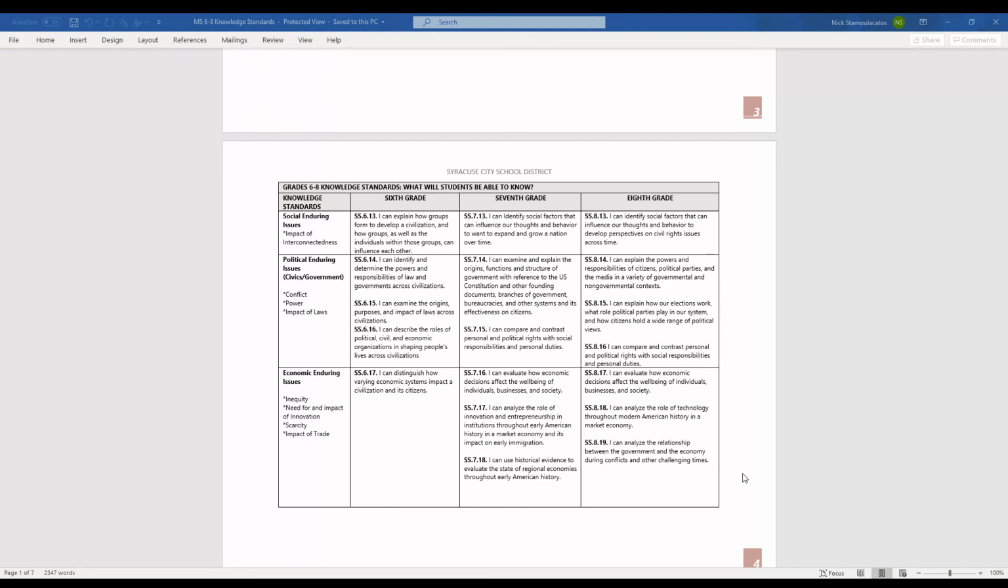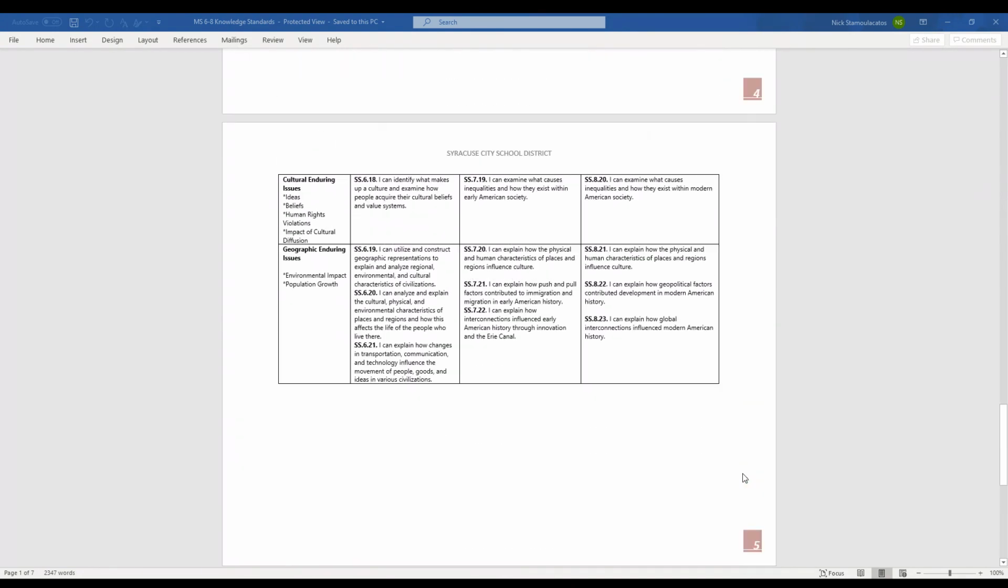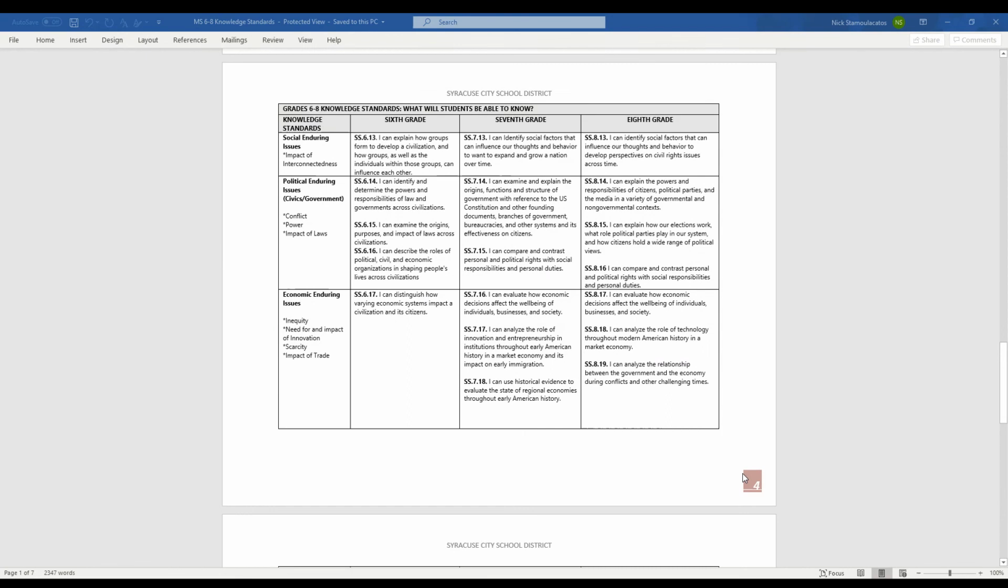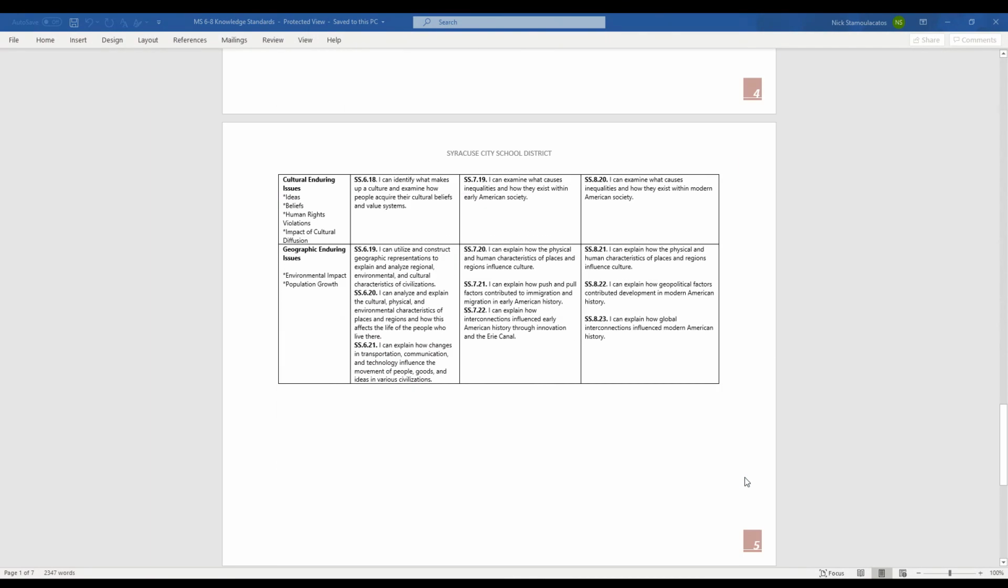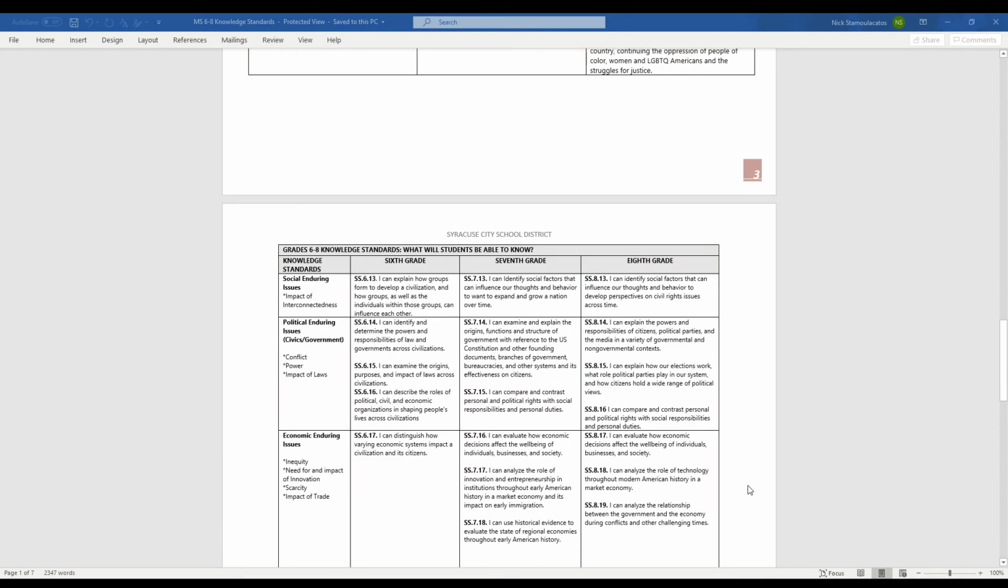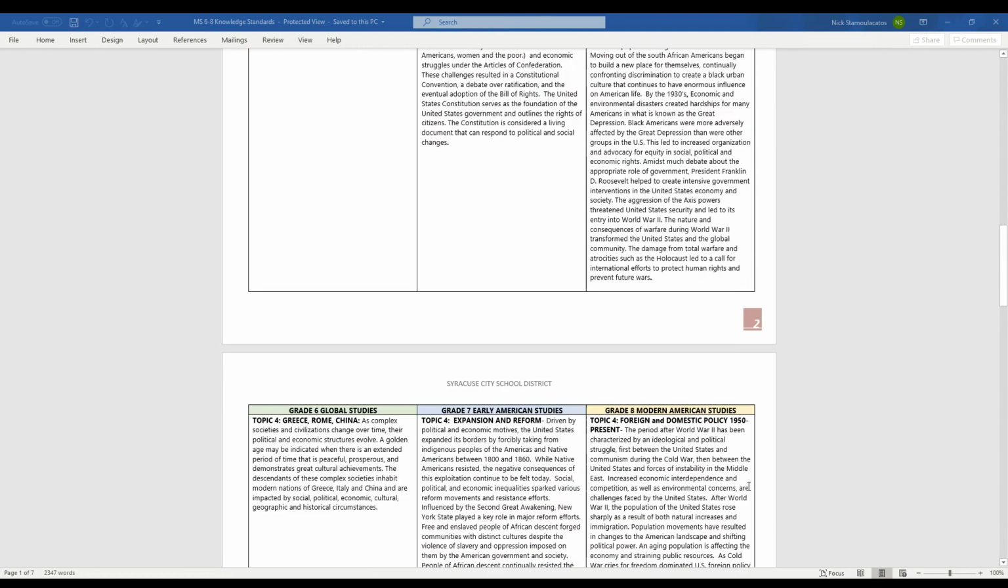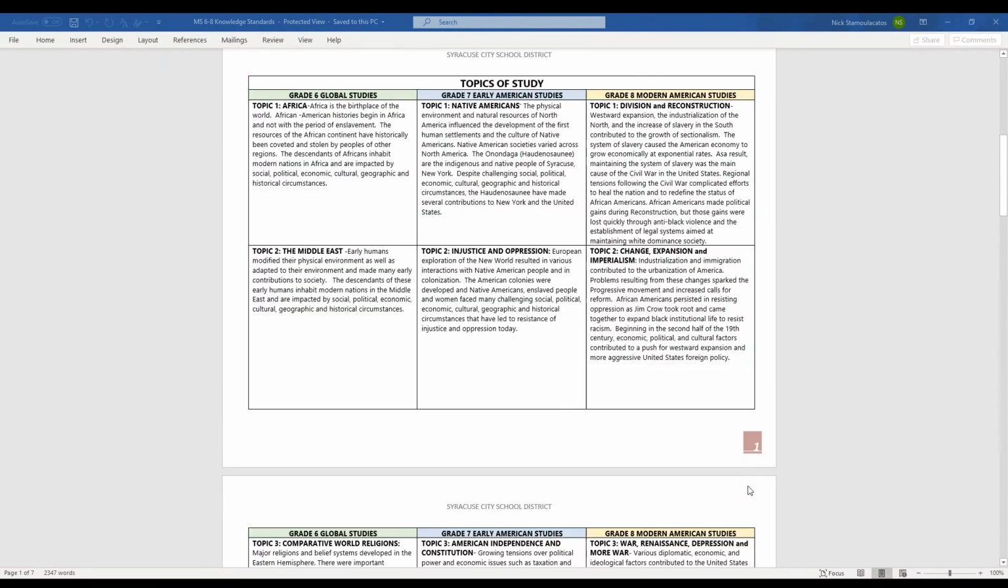And so the standards here, the knowledge standards, are broken down by social, political, economic, cultural, geographic, and historical enduring issues or circumstances, outlining at each level what the expectation should be, as well as highlighting certain other enduring issues that we may want to highlight during the academic year. So this is just a brief explanation about the document, and there will be more thorough information about each particular standard highlighted within specific lessons within the curriculum.